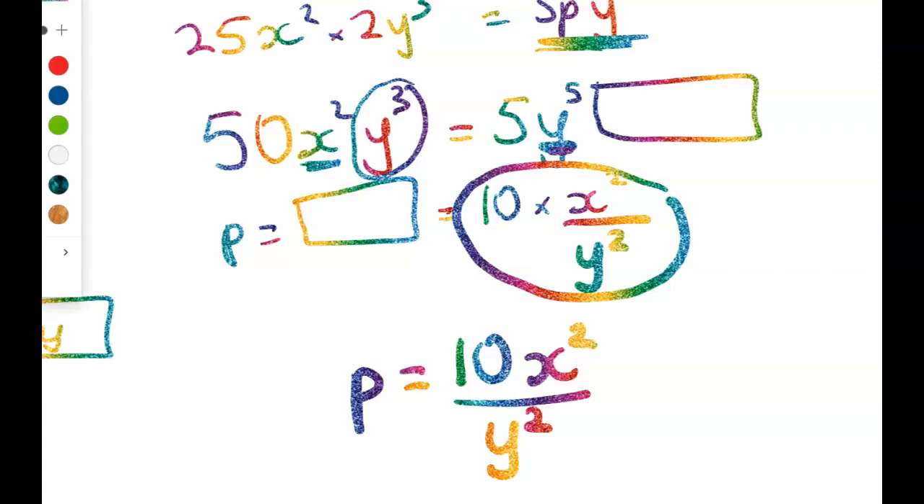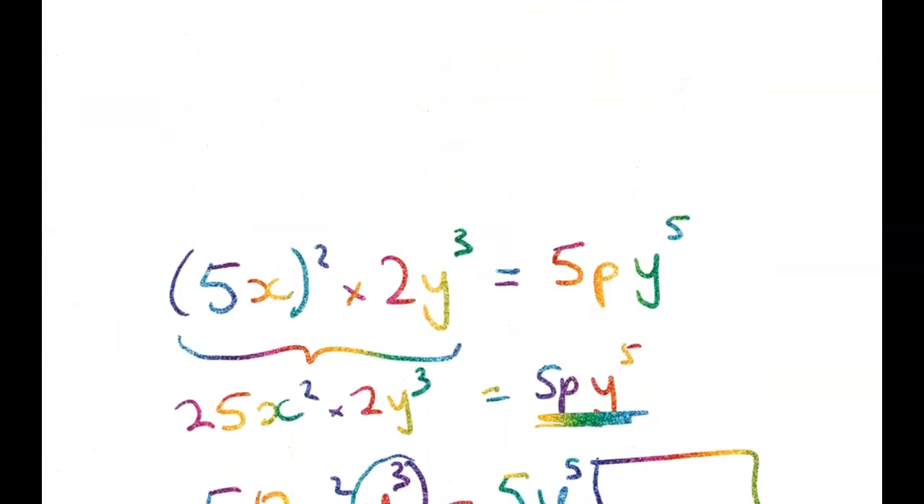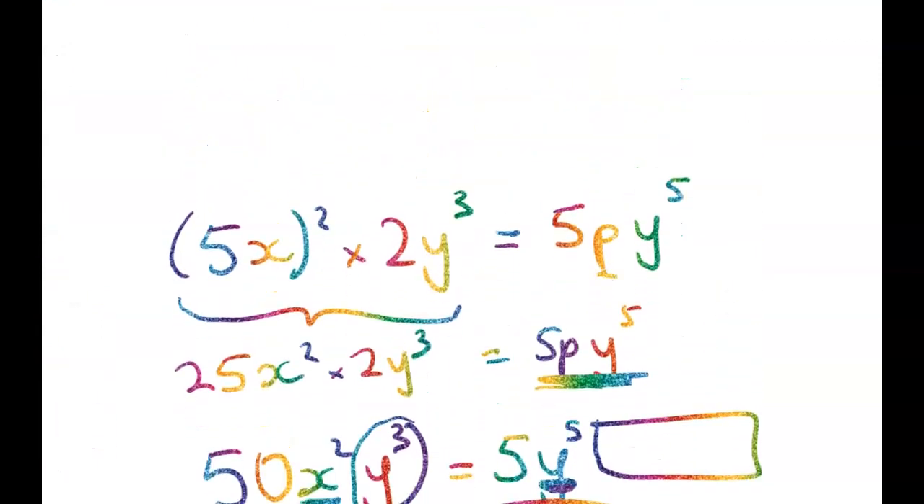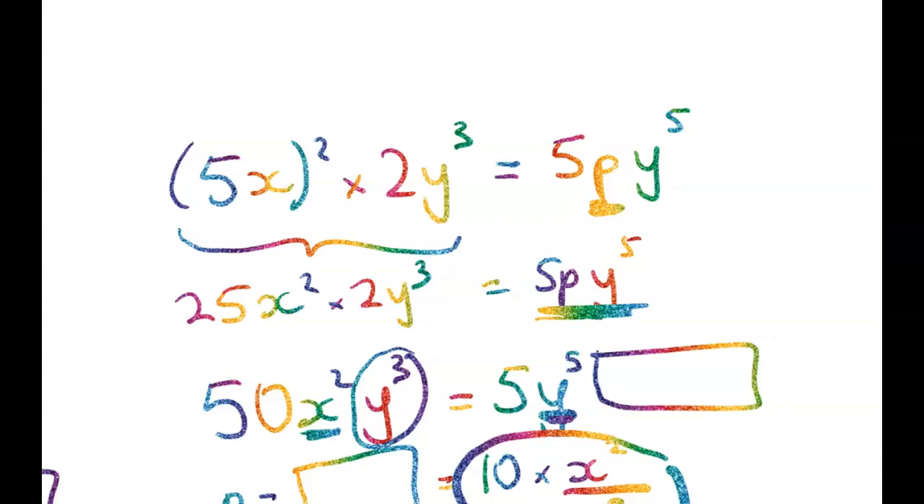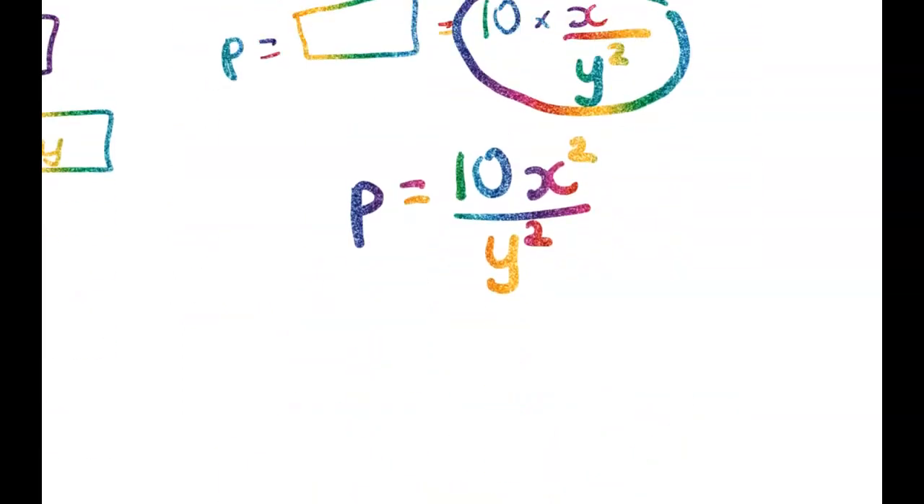And we can check that we've got that right. And when we start getting to the harder ones, it's probably worth doing. I'm going to go back now and substitute in my answer for p and see if it matches up to what we got on the left hand side. So we want to end up with 50x squared y cubed. So let's try it out.